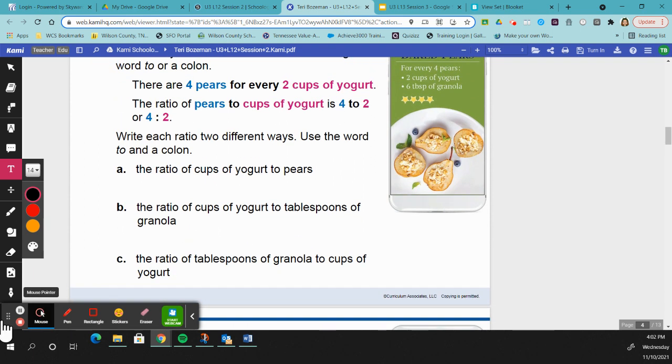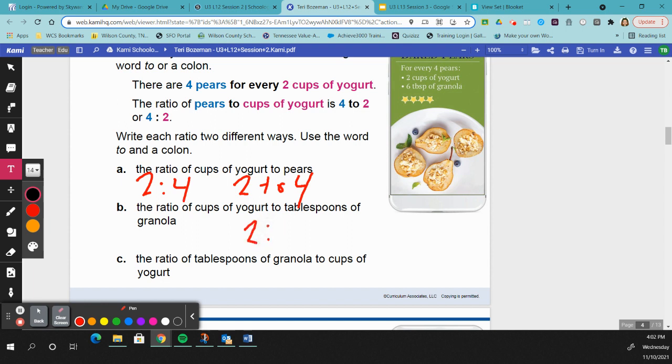So it says ratio of cups of yogurt to pears. So there are 2 cups of yogurt to 4 pears, because there are 4 pears in the recipe. And writing it with a colon would look like this. Then we have the ratio of cups of yogurt to tablespoons of granola. Yogurt is 2. Tablespoons of granola is 6. So it would be 2 to 6. Then C says the ratio of tablespoons of granola to cups of yogurt. Granola is 6. Cups of yogurt is 2. So we have 6 to 2.